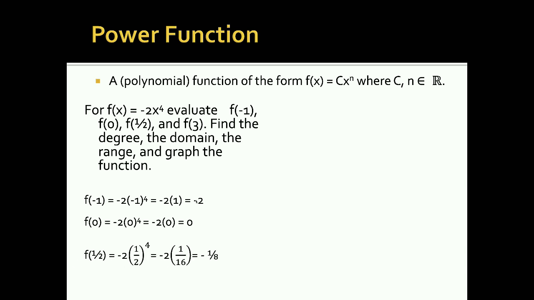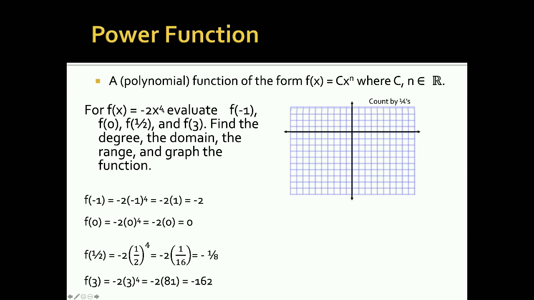Plugging in a half. So we have negative 2, putting 1 half in, 1 half to the fourth is 1/16. Negative 2 times 1/16 is negative 1/8. And then lastly, f of 3, we're going to put 3 in for x. 3 to the fourth is 81. 81 times negative 2 is negative 162. Those are the values. The degree is easy to see. It's just one term. It's x to the fourth, so the degree is 4.